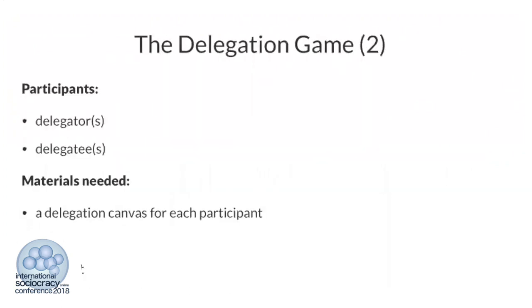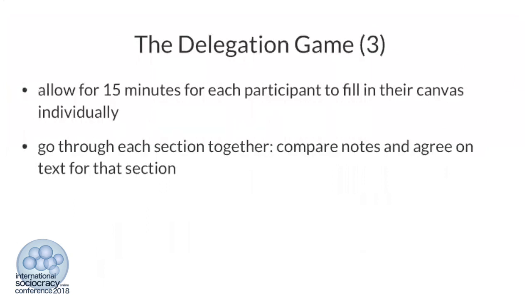You bring together the delegator and the delegatees, give a delegation canvas to each of them, and let them fill out the delegation canvas in silence, individually. And then you go through each of the sections and compare notes, and then you agree what this section actually should say. And you will see that you sometimes get really wildly different canvases from this. And this is a good thing, because then you can actually clarify expectations and collaborate much more closely. It's a really fun exercise.